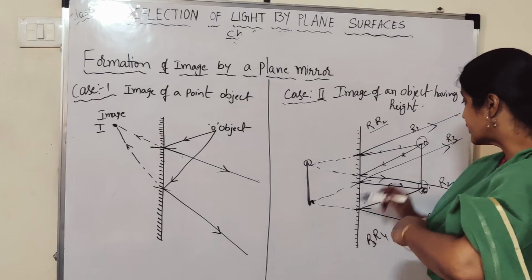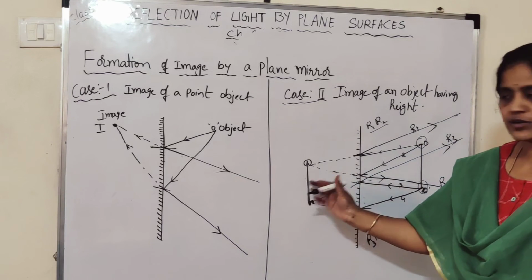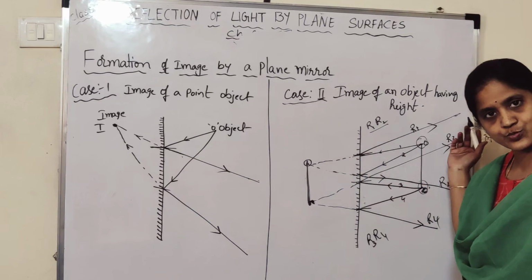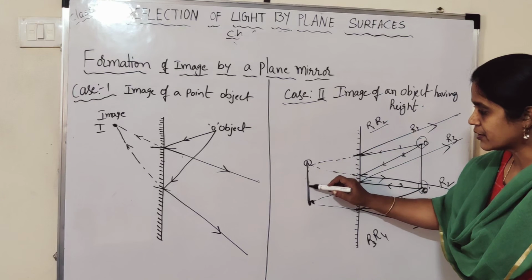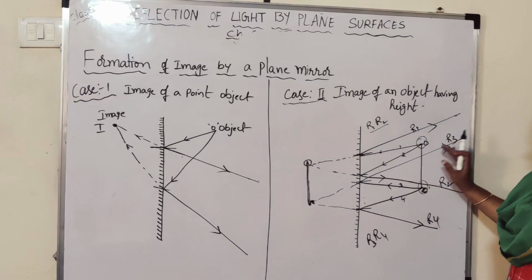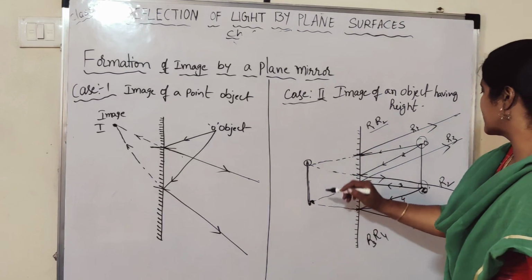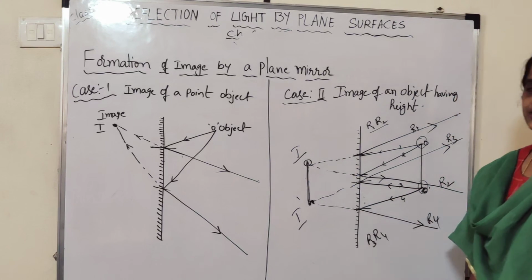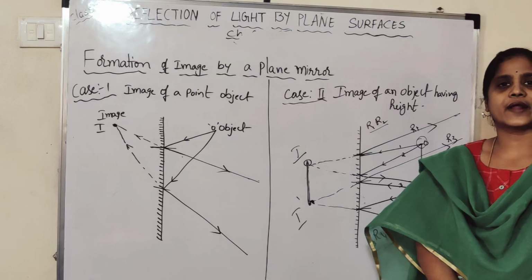And what about the rays in between O and O dash? These are also reflecting on the mirror. When incident rays fall on the mirror, reflection takes place, and these reflected rays appear here, and we get the full image of an object having certain height. This we represent with I, image means I and I dash. So these two ray diagrams are important, and practice them well.